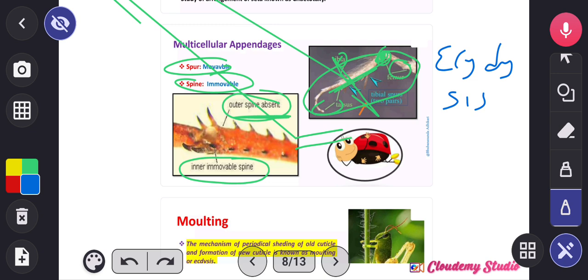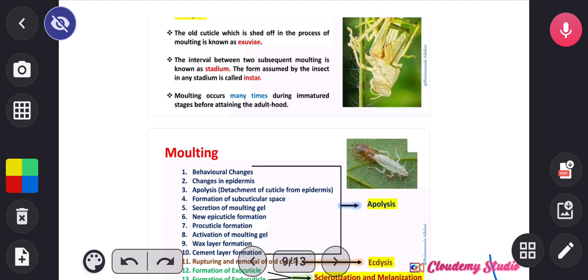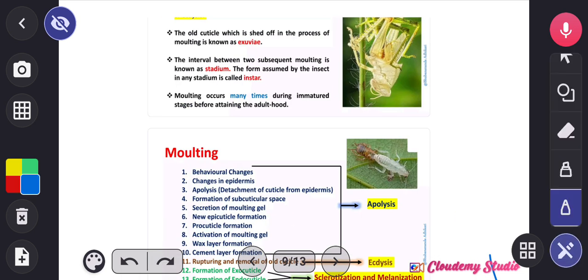You understand? Now, let's talk about the molting itself. The old cuticle which is shed off in the process of molting is known as exuviae. The interval between two subsequent moltings, the previous molting and the new molting, is known as stadium. And the form assumed by the insects in any stadium is known as instar. So if I say instar, just know that it is the form assumed by insects in any interval between two subsequent moltings.